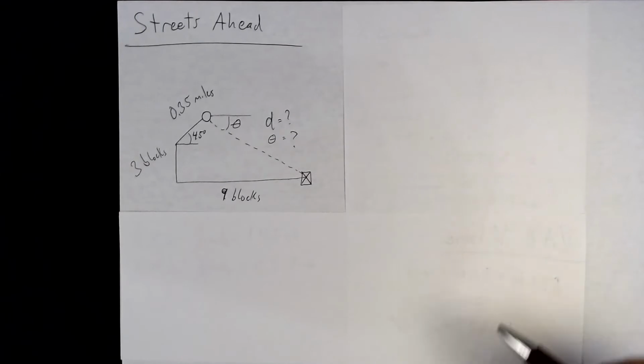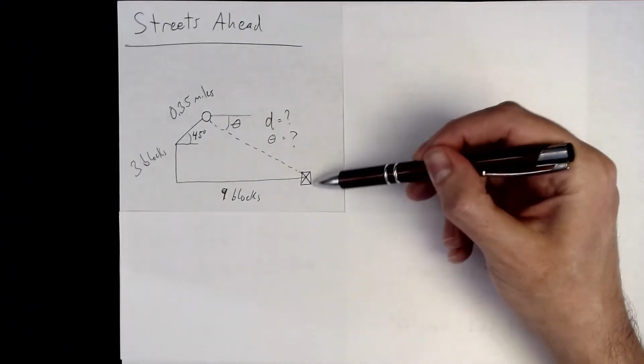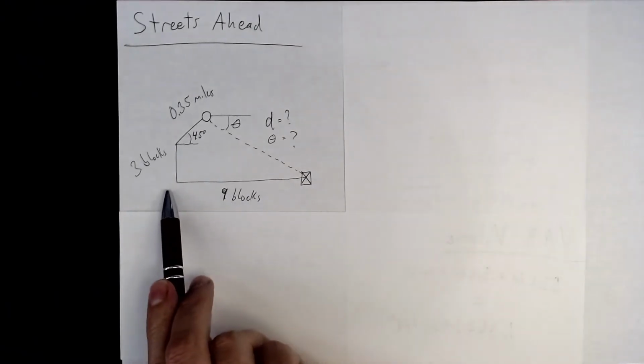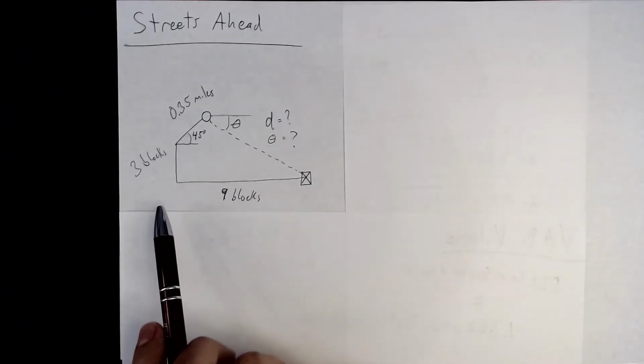Got another example problem for you. We've got a neighborhood, based on Salt Lake City. Let's say that's my house right there, and I go 9 blocks west. And 1 block in Salt Lake City is 1/8 of a mile.